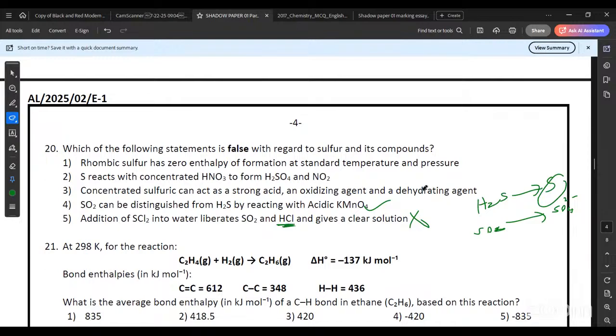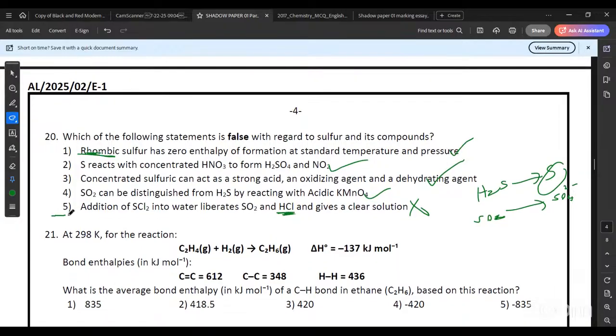Concentrated sulfuric acid can be a strong oxidizing agent and dehydrating agent. That is right. Sulfur reacts with concentrated HNO3 to form H2SO4 and NO2. That is right. Rhombic sulfur has zero enthalpy of formation. This is the most stable form of sulfur. So that's what is correct. Answer number 5.